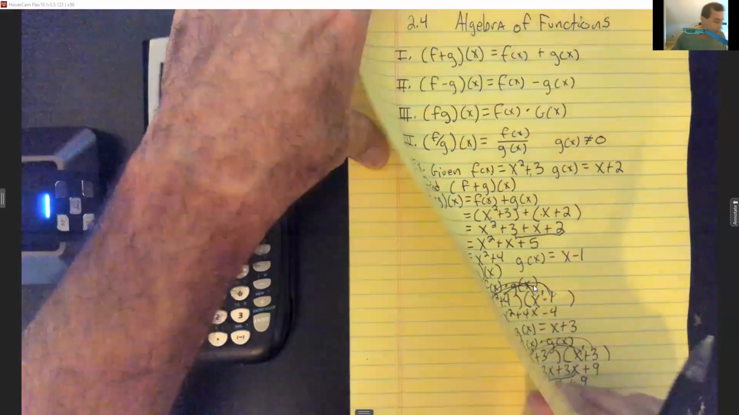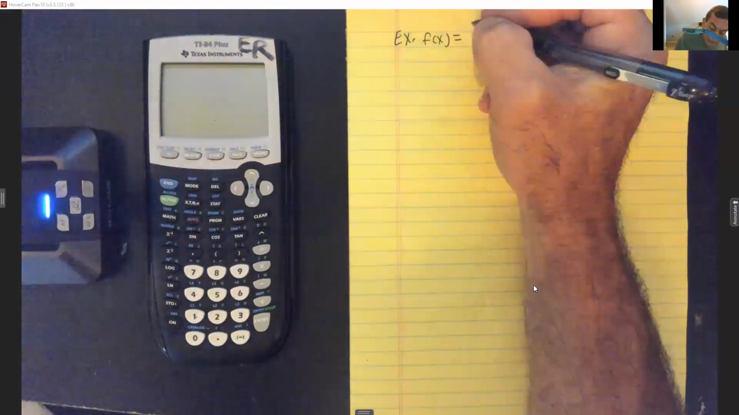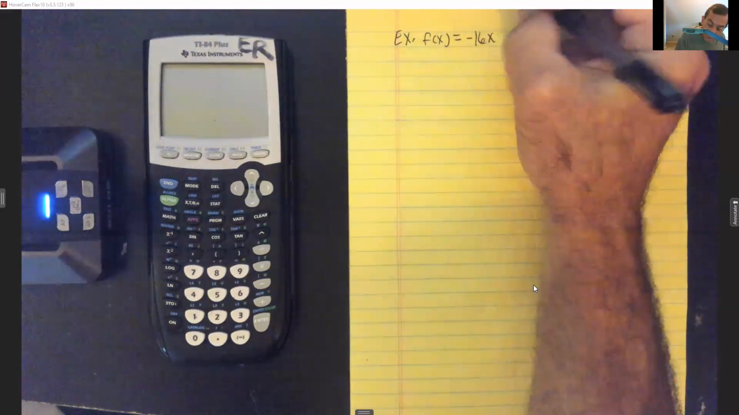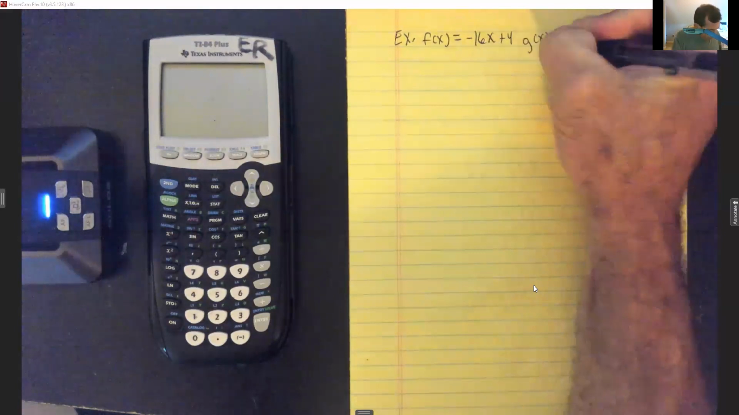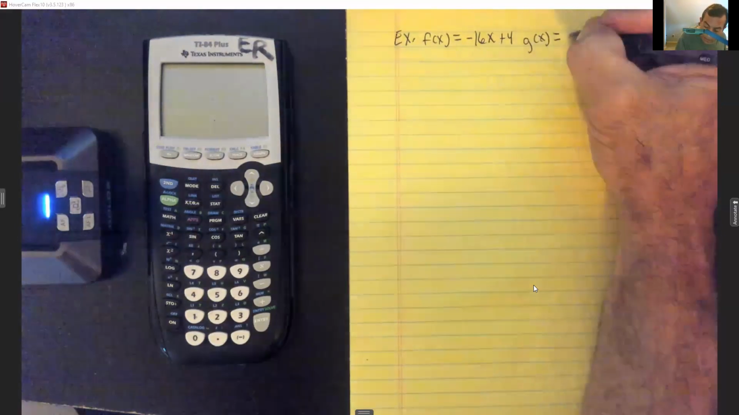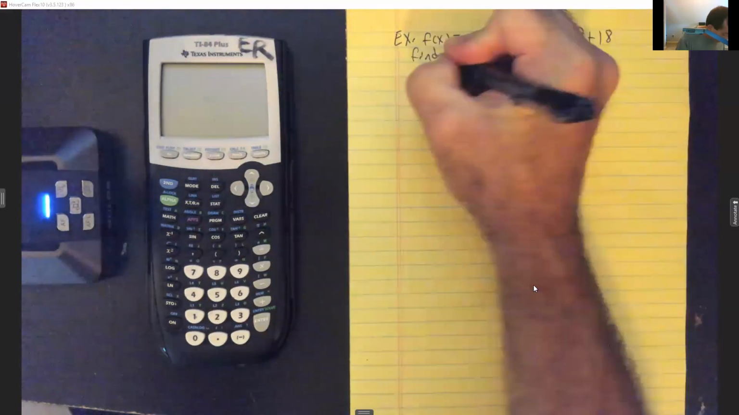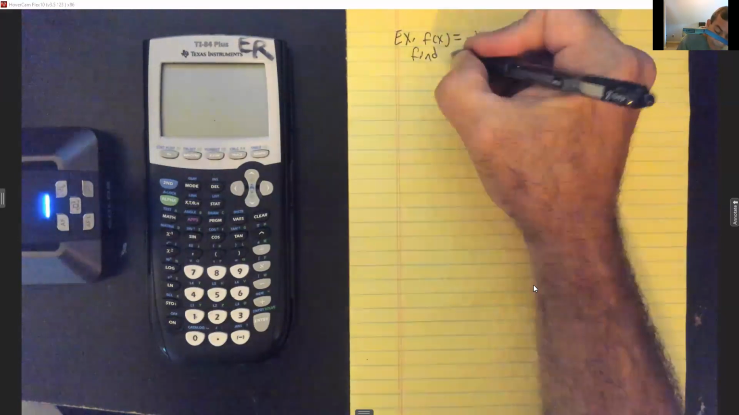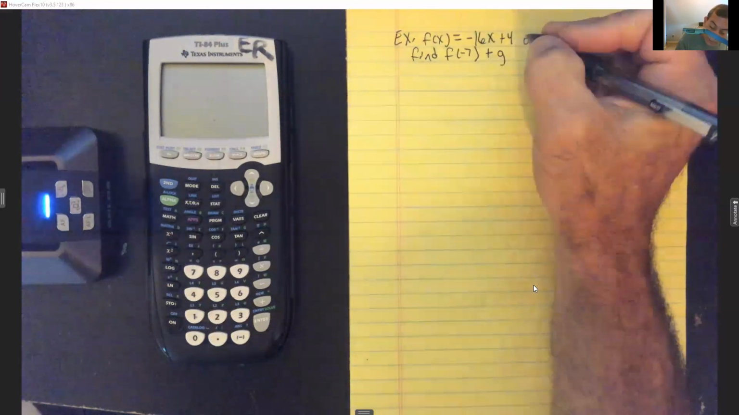Let me go to the next page. Remember, if y'all need more time on copying those, just hit the pause on these, okay? All right, f of x is going to equal negative 16x plus 4. G of x is going to equal x squared plus 18. They want me to find f of negative 7 plus g of negative 7.